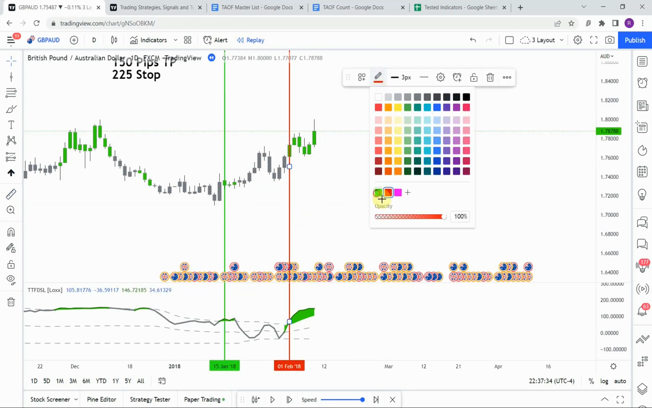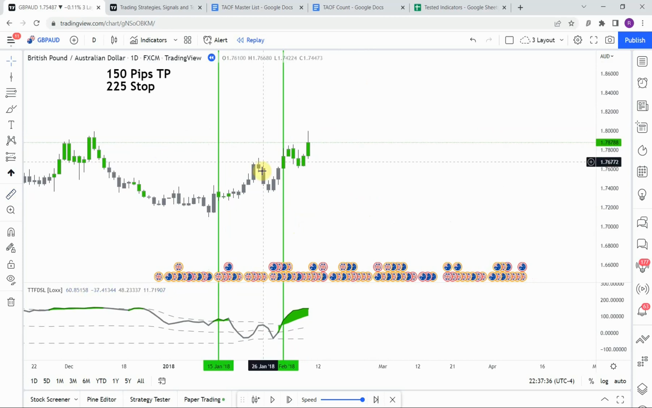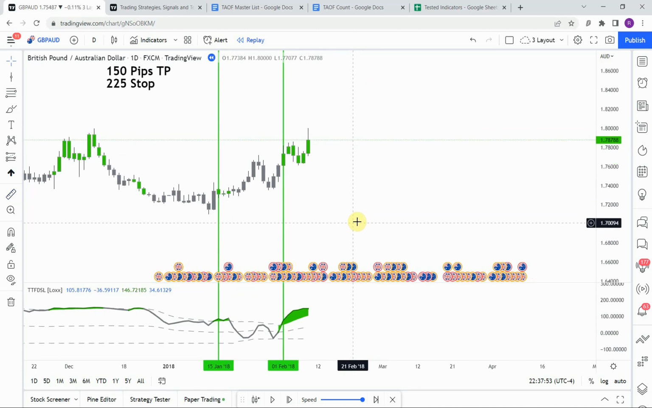All right, so the second signal that we pick up is also a long signal. You can see that we pick that up. We get a little bit of a pullback in the market there, a correction, and it then rolls over and takes off to the upside there, rolls under, takes off to the upside there, and it does come up and get us to our take profit. Let's go ahead and continue on.